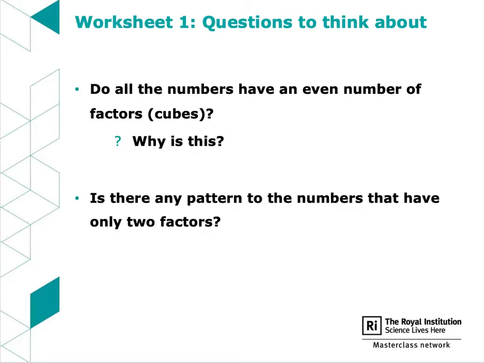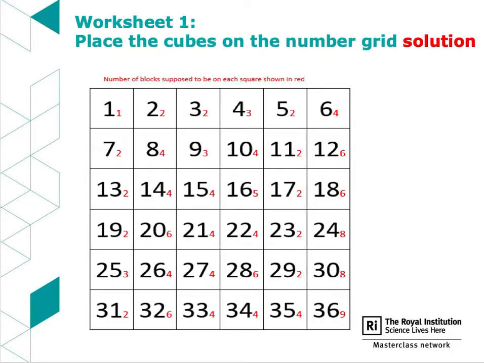Is there a pattern to the numbers that have only 2 factors? Don't worry if you didn't spot a pattern. This question leads on to the next activity where we'll explore this further. This slide shows the solution for worksheet 1 for you to check your work once you've completed the activity. The numbers in red show the number of blocks you should have in each tower.